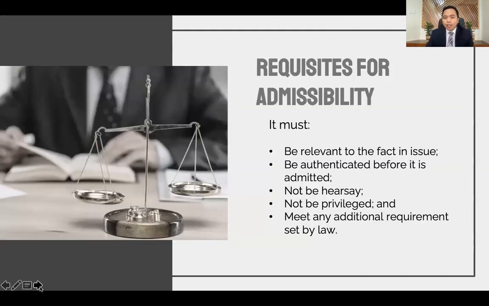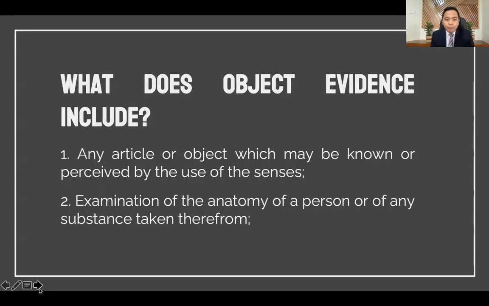Now, what are the requirements before evidence is admitted in court? In other words, what are the requisites for admissibility? First, it must be relevant to the fact in issue. Second, it must be authenticated before it is admitted in evidence. It must not be hearsay. It must not be covered by any privileged communication, and it must meet any additional requirements set forth by law.